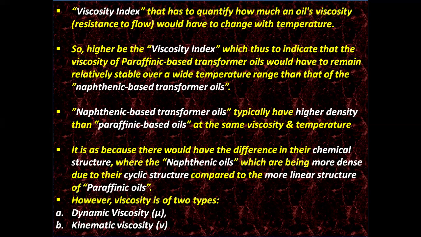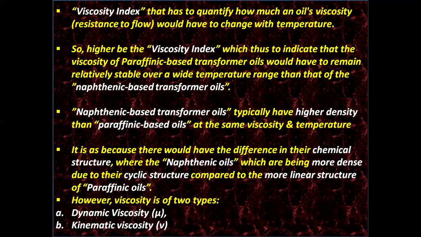Naphthenic based transformer oils typically have higher density than paraffinic based oils at the same viscosity and temperature. It is because of the difference in their chemical structure, where the naphthenic oils are more dense due to their cyclic structure compared to the more linear structure of paraffinic oils.